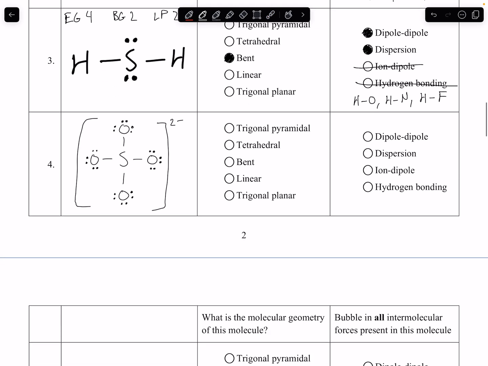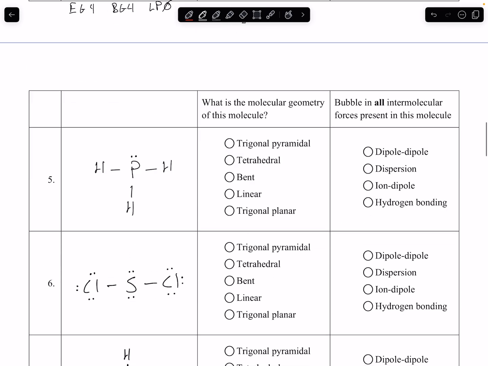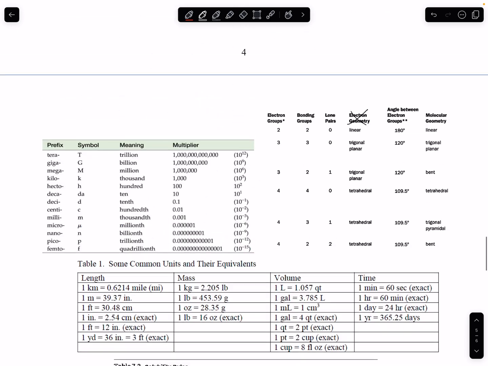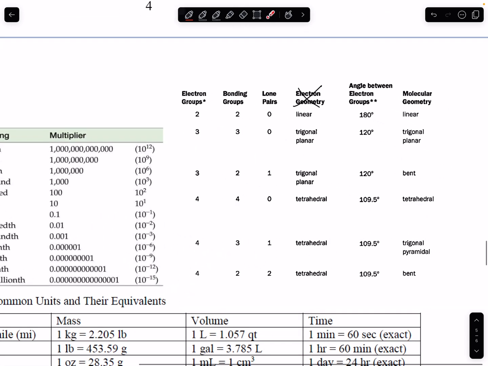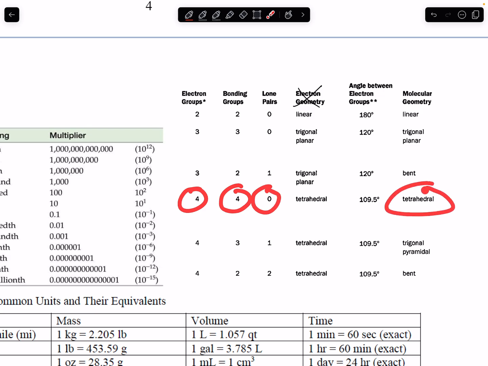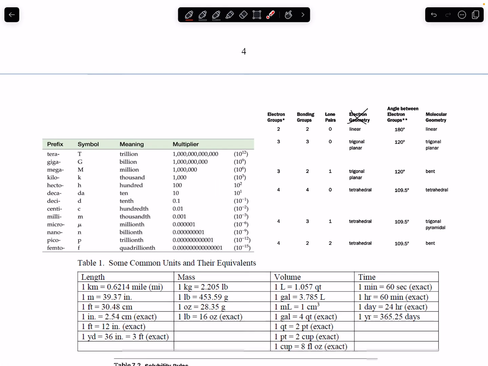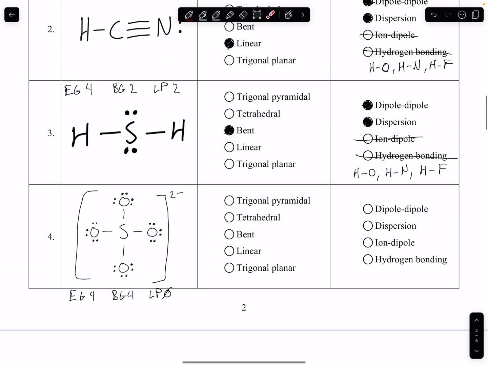All right, so next, with this SO4 2-, the electron groups are 4, because sulfur has 4 bonds. Bonding groups is 4, lone pairs 0 for the sulfur. So if I look at my table, looking for 4, 4, and 0, the molecular geometry is tetrahedral. All right, so tetrahedral.